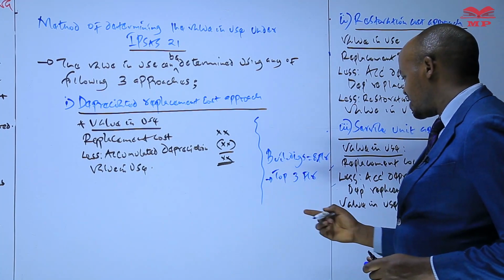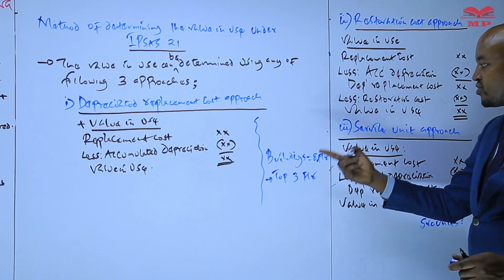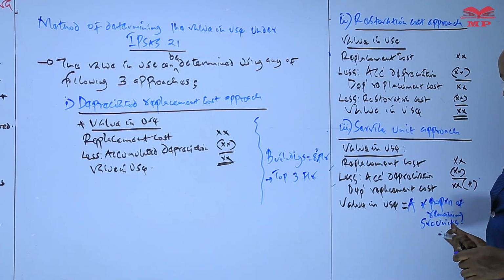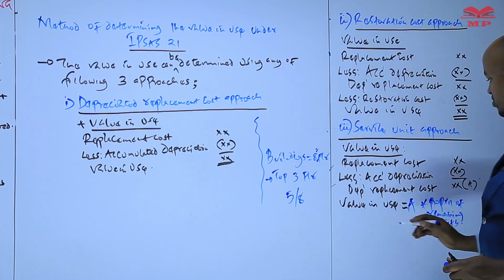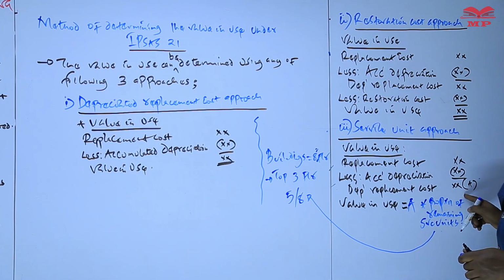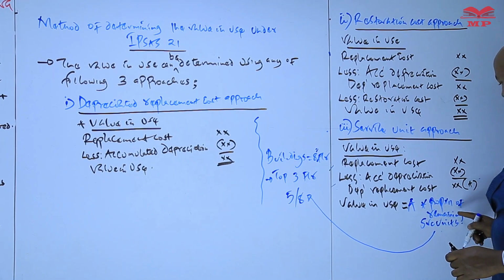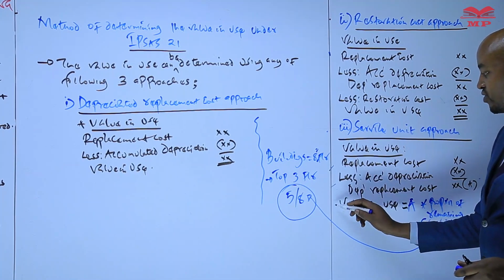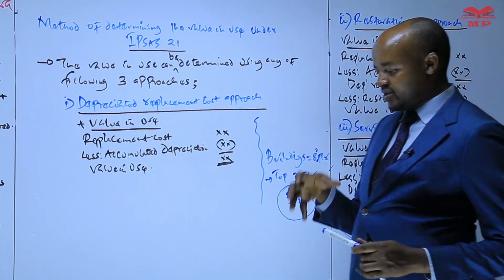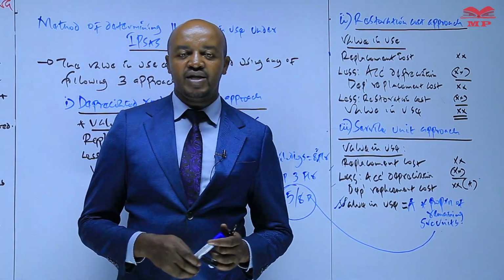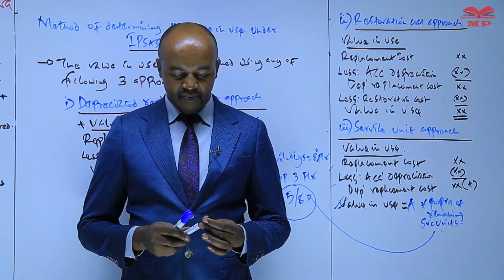So the units of this building are the floors, and the floors which are being used are 5. Therefore, the remaining service units are 5 out of 8. This is what we refer to as the proportion of the remaining service units. Once you have the depreciated replacement cost, you multiply it with the proportion of the remaining service units, which in our case is 5 out of 8. Basically that will give you the value in use. So according to IPSAS 21, there are those 3 methods which may be applied in determining the value in use.